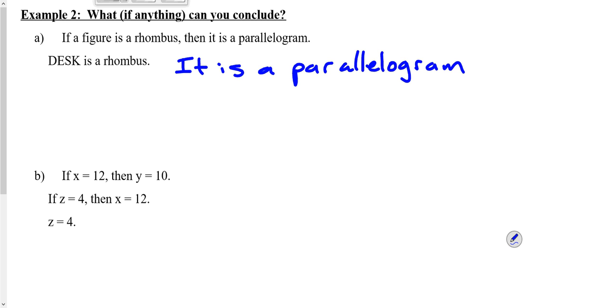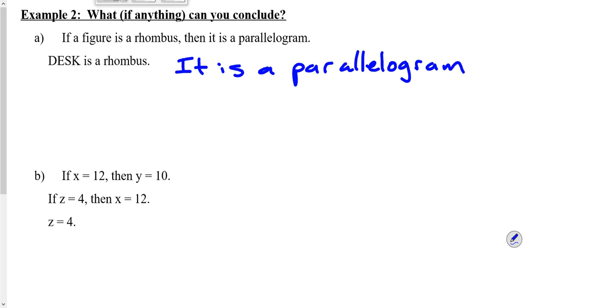So we know if a figure is a rhombus, it's a parallelogram. We see DESK is a rhombus, so we know it is a parallelogram. That's what we conclude. All right, look at letter B. If x equals 12, then y equals 10. So we know anytime x equals 12, y will equal 10. It also tells us if z equals 4, then x equals 12.